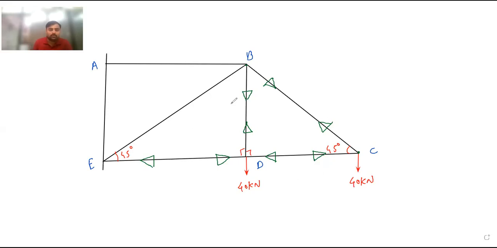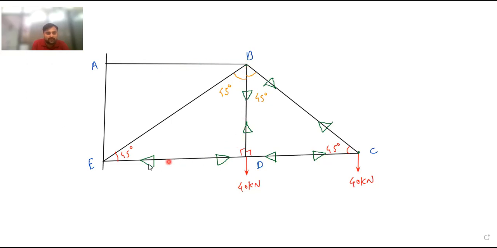Okay, so now we will move to this joint. See here, this angle is 45 degree. Now it is simple geometry. Also the dimensions are given. You have the dimensions of the truss. You can find out this angle very easily. These two angles are 45, 45 degree. And this is the horizontal line.